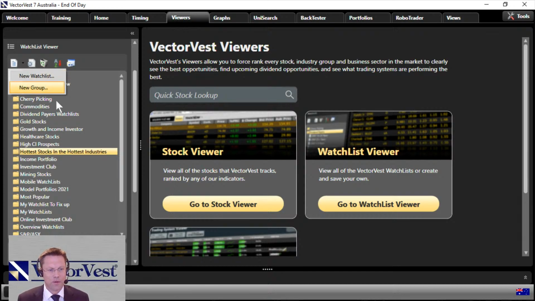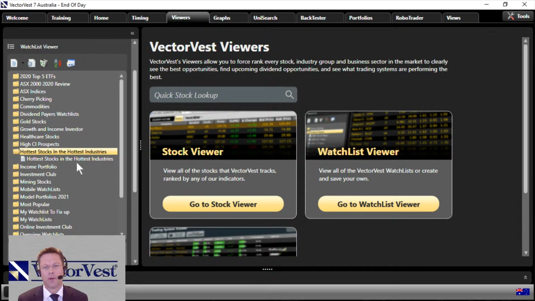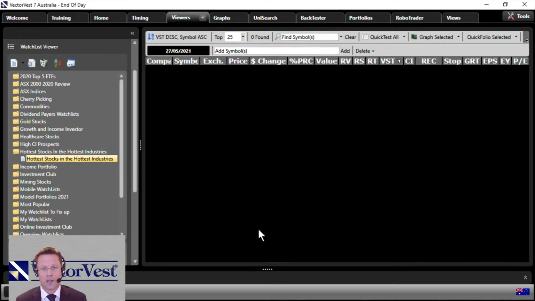Again, it's simple functionality. Don't let that overwhelm you. It's really simple to do once you've done it once or twice. What I want to spend time on today is I want to go and populate this watch list. So I've set up a watch list, nice and easy to find. So now we've given it a group name and we've given it a watch list name. Now the fun begins. Okay, so the hottest stocks and the hottest industries, let's do it.